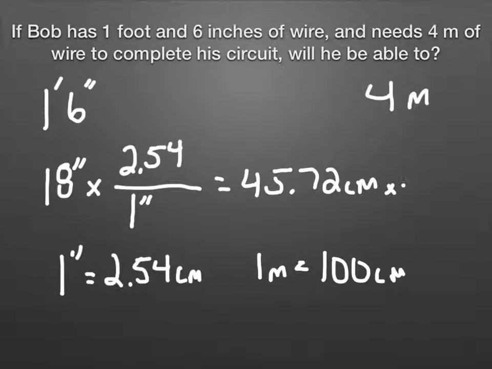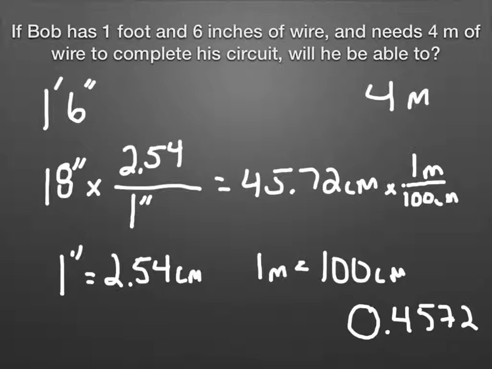Okay? So we, once again, multiply through by our conversion factor. We put what we're converting from on the bottom, 100 centimeters, and what we're converting to on the top, and that would be our 1 meter. So we multiply that through, 45.72 divided by 100, we get 0.4572. That is not 4 meters, so he's not going to be able to complete his circuit.